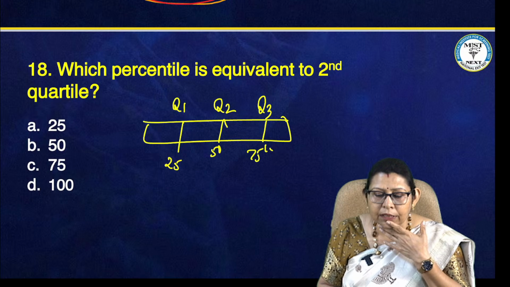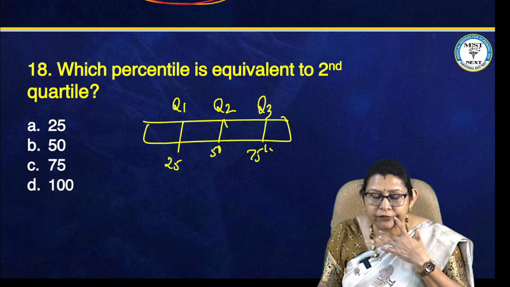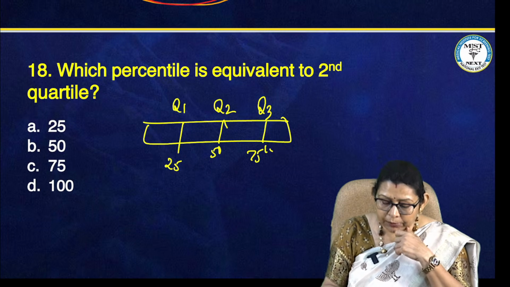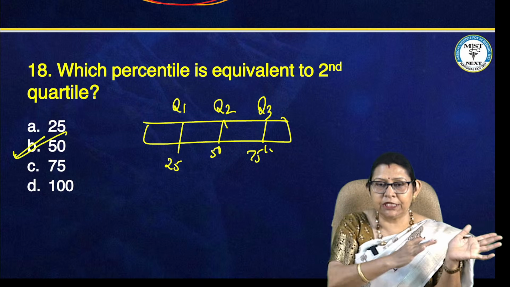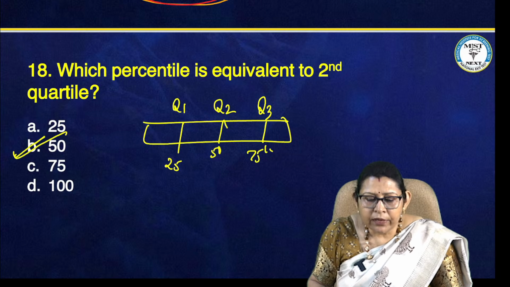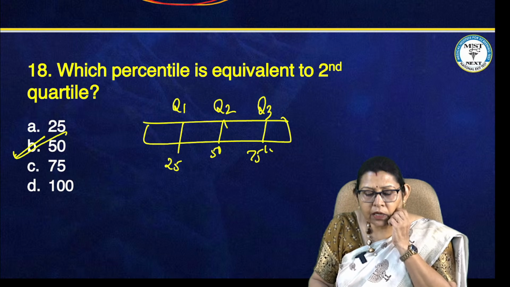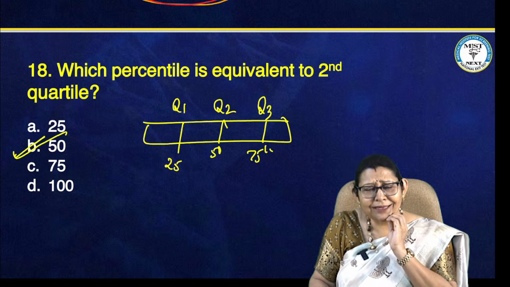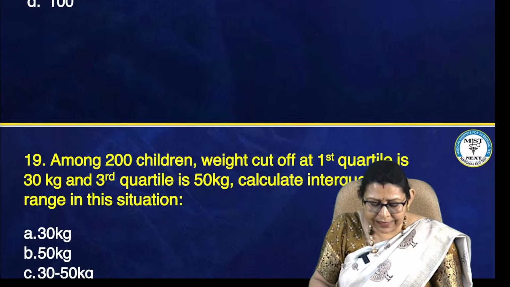Dhanush beta, it is not 25, because the second quartile is equivalent to the 50th percentile. 50% is below, 50% is above, and that is what a 50th percentile is. Big Nawab, why are you putting a question mark on B? You have the correct answer. So the 50th percentile is the correct answer.